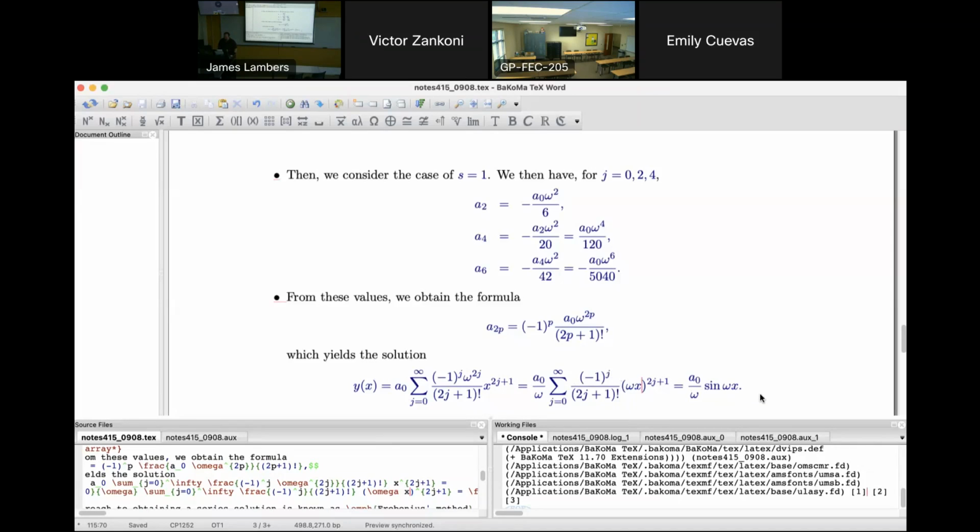But what you can also do, and this is something I'll get into in the next section, is pick one value of s, work it out, and then forget about power series and use reduction of order to get the second solution. It turned out to be easier.